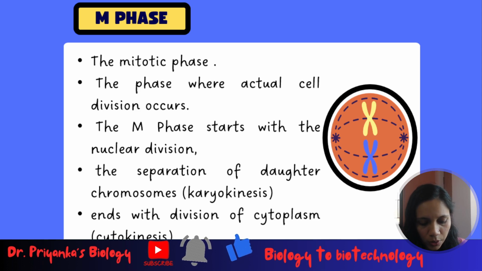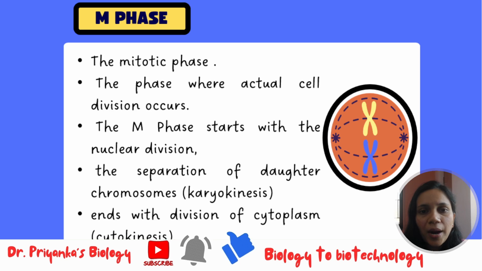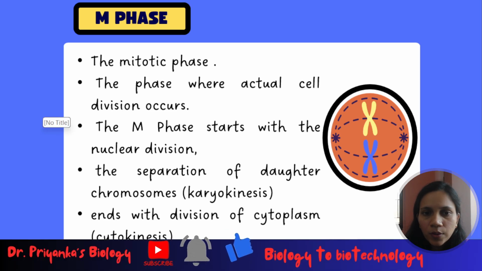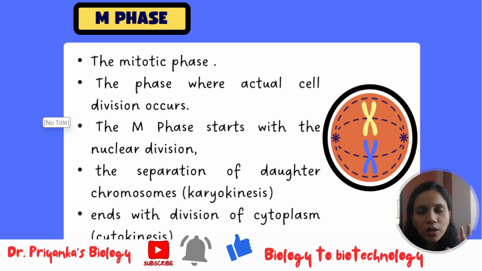So that is going to be your M phase. M phase stands for the mitotic phase or the mitosis phase. So what happens over here? The actual process of cell division is going to occur in your M phase. All this while the interphase, what I told you, is the preparatory phase or the resting phase, and the hustle bustle or the actual activities of cell division are going to occur in this M phase.